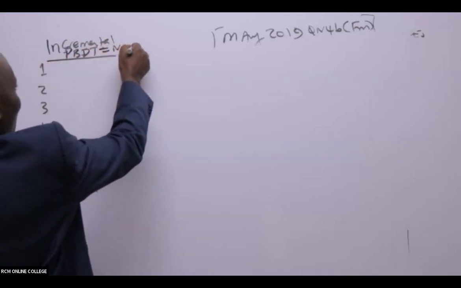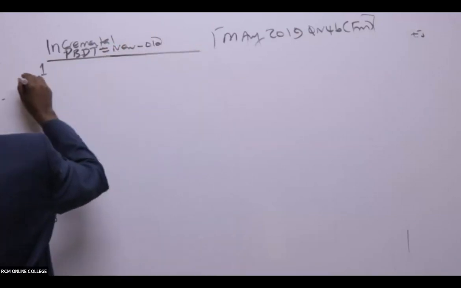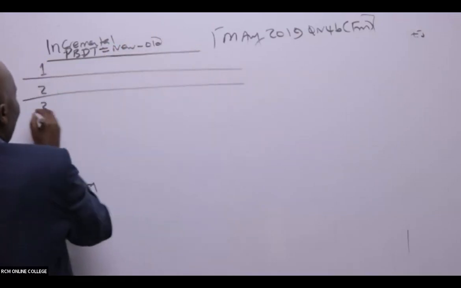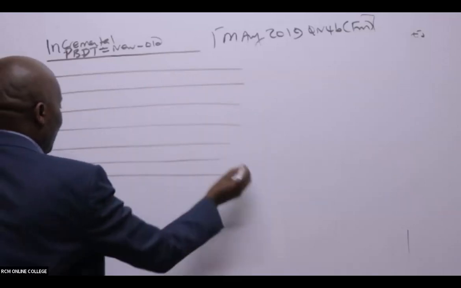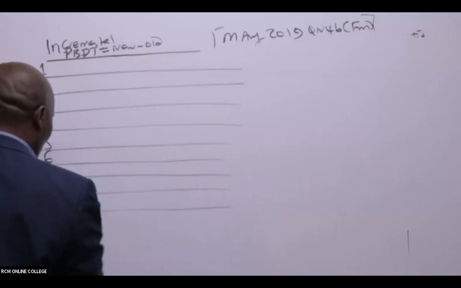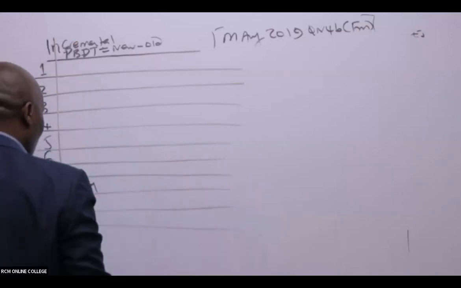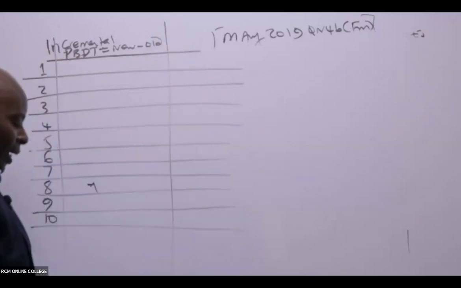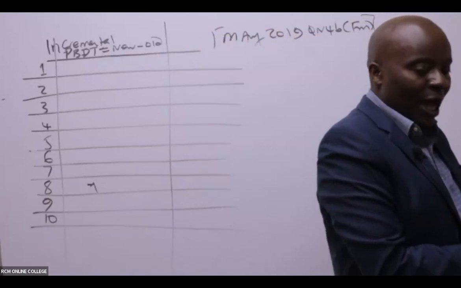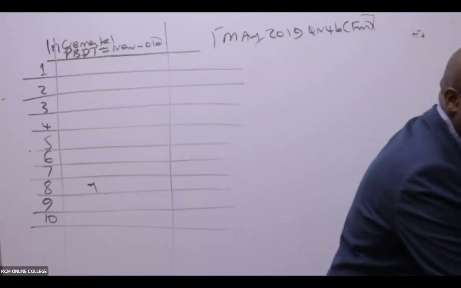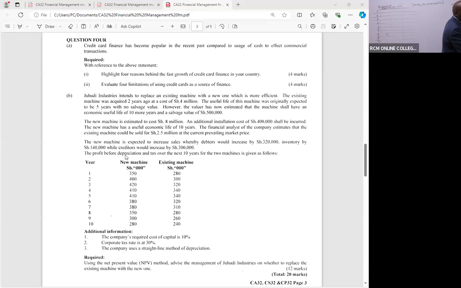So you are taking the new minus the old. We are taking new minus old. So are you able to see those profits, ladies and gentlemen? I can see there, after the third paragraph, they are telling us something very special. After this third paragraph, the profit before depreciation and tax over the next 10 years are given.